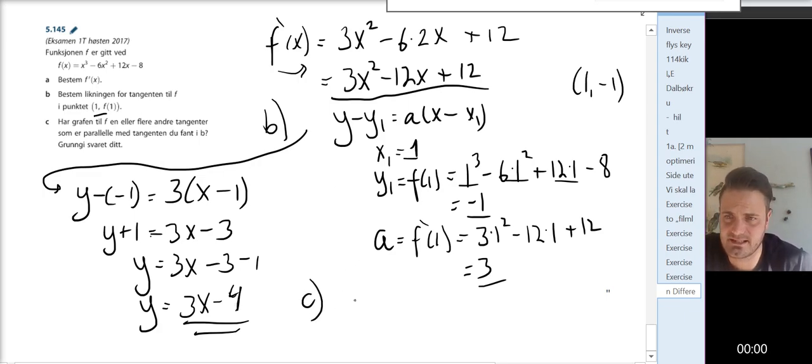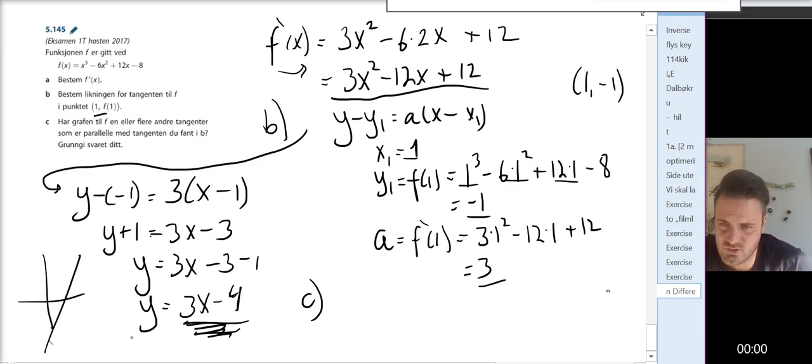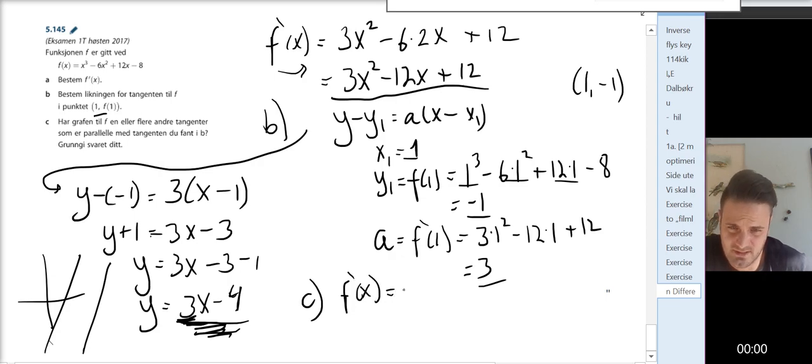And then in exercise C, it says here, does the graph of f have one or more other tangent lines which are parallel to the one we found here? And if this is a straight line, right? This is a straight line like this. And if a tangent line should be parallel to this, it has to have the same gradient. So we wonder if there are any other x's here which give us a gradient of 3. Right? If the derivative is equal to 3, the gradient is equal to 3.